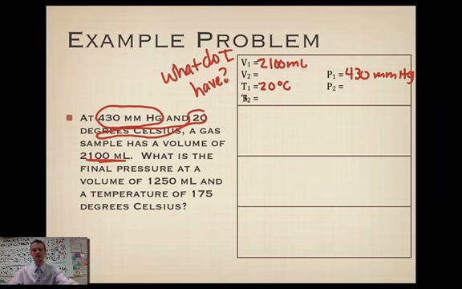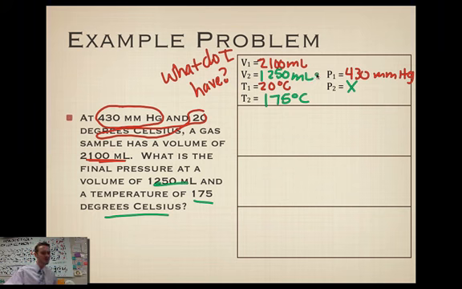So I'm going to switch colors here just so you can see that this is my second condition. I'm going to make some changes to my system here. So I have what is the final pressure. That means I don't know my pressure 2. It's asking me what it is. At a volume of 1,250 milliliters, so that's my second volume, and a temperature of 175 degrees Celsius. So that would be my second temperature.